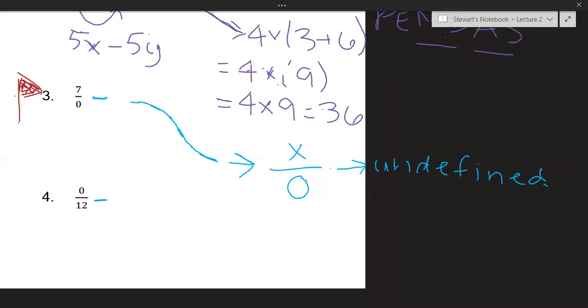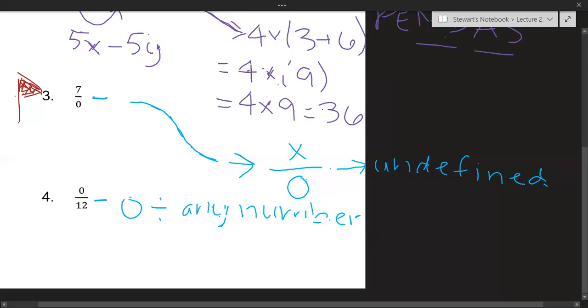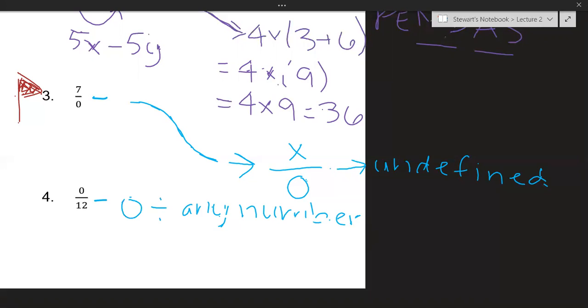But it's important to note that zero divided by any number, whether it's positive or negative, as long as it's non-zero, is going to equal zero. So we'll have 0 divided by 12 is equal to 0, which is a nice property too. This isn't a red flag. This is a nice green flag, go, yay, go you. It'll be nice and easy division.